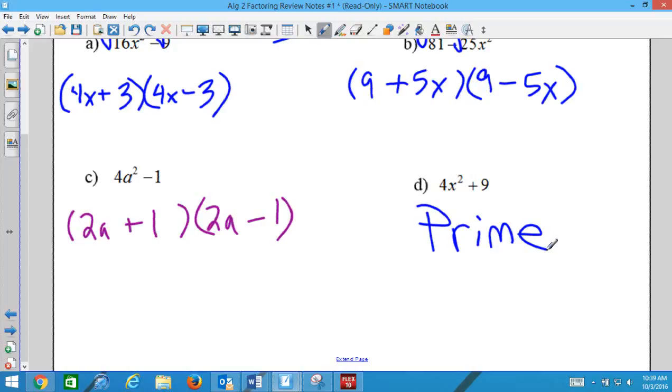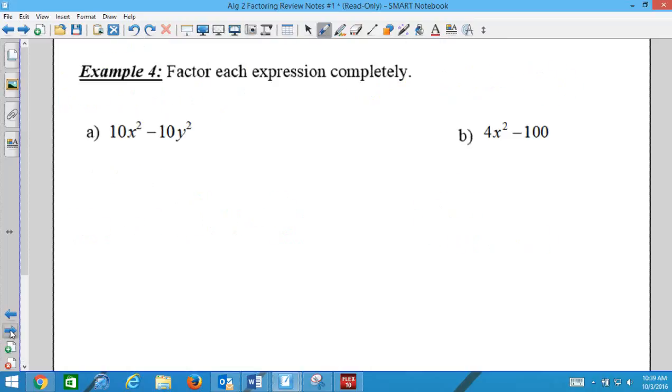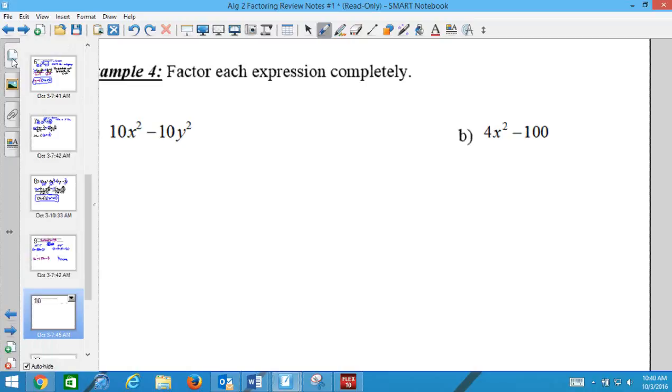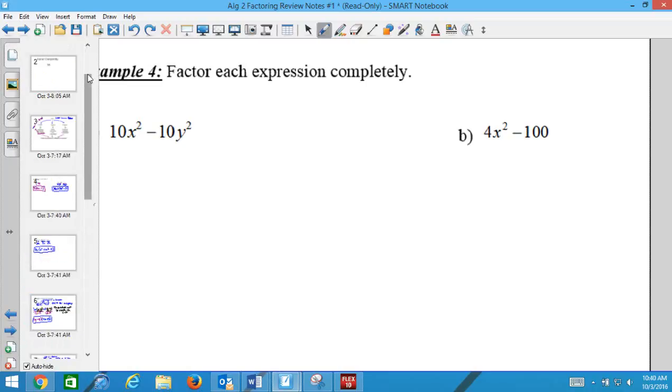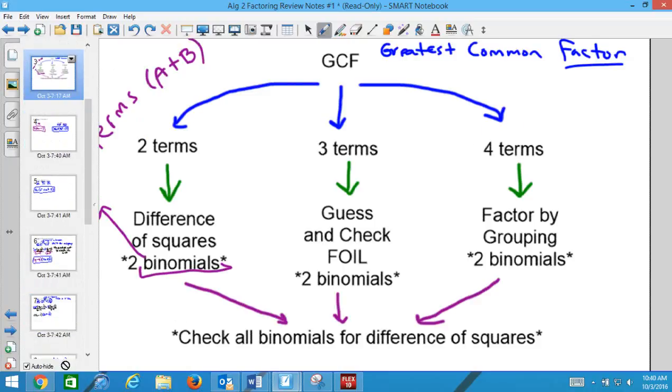Okay? Now this is what your assignment is going to be like in the next section. It says factor each expression completely. That means we're going to combine different factoring things in one question. So this is where the flow chart is handy. I'm going to go grab that flow chart and bring it to where we're working.